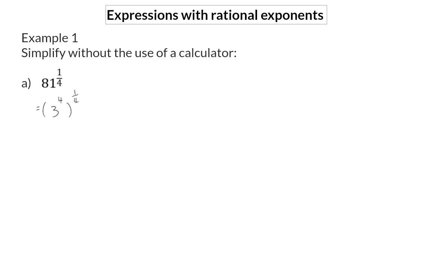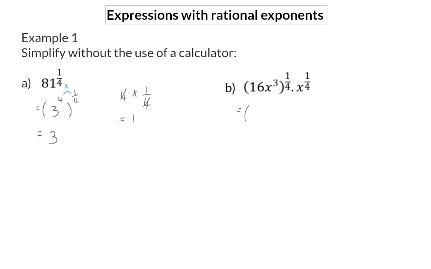And now you can use your exponential law for raising a power to another power. And that says you can multiply those two exponents. Here we have 4 multiplied by a quarter, and that will give us an exponent of 1, which means the final answer is 3. In example B, we now also have variables, but the coefficient or the constant in front should still be rewritten in terms of prime factors.